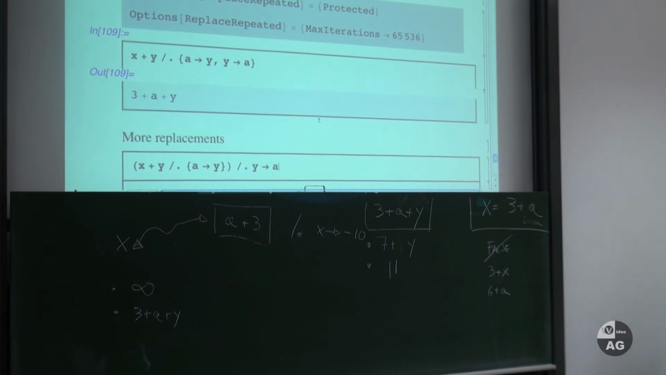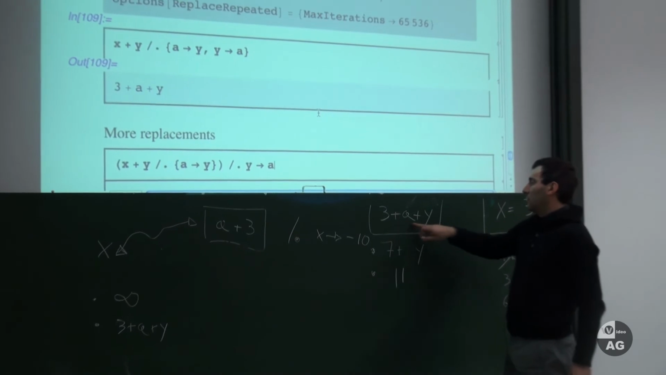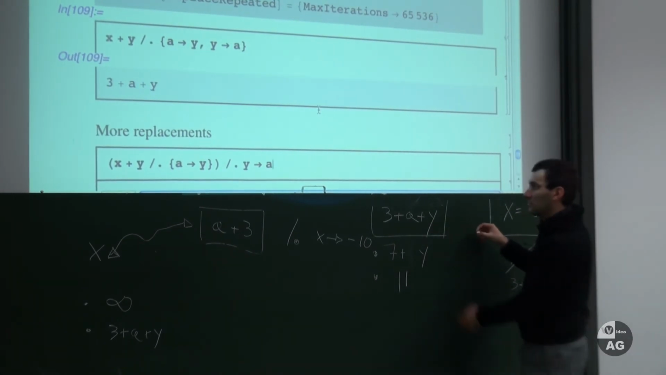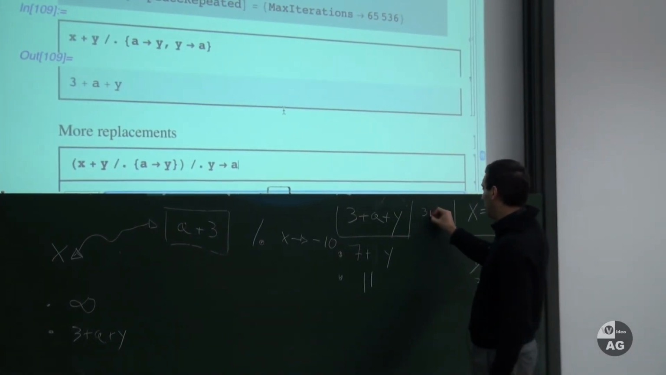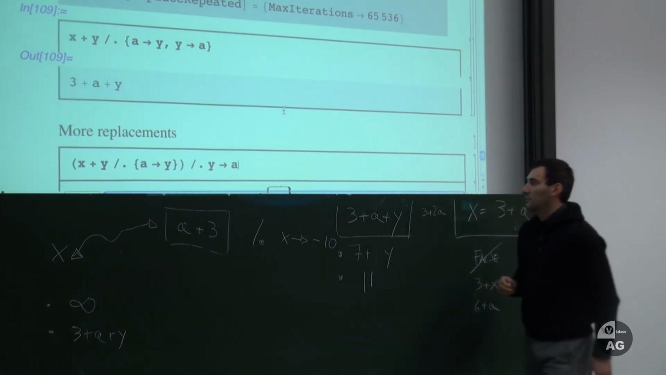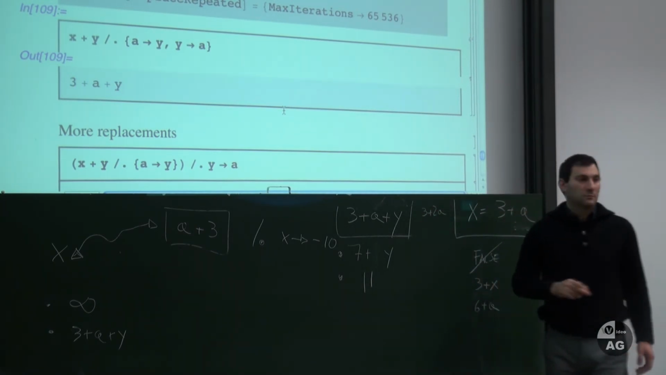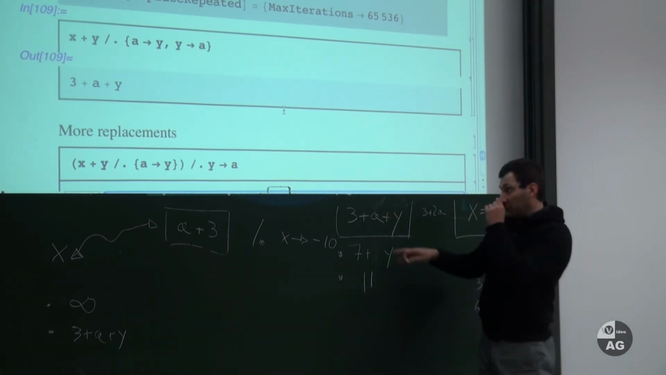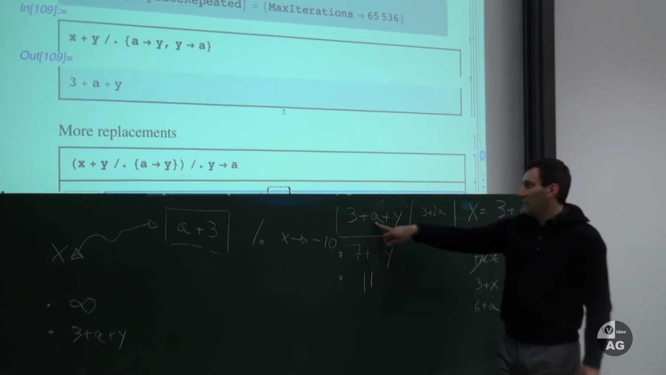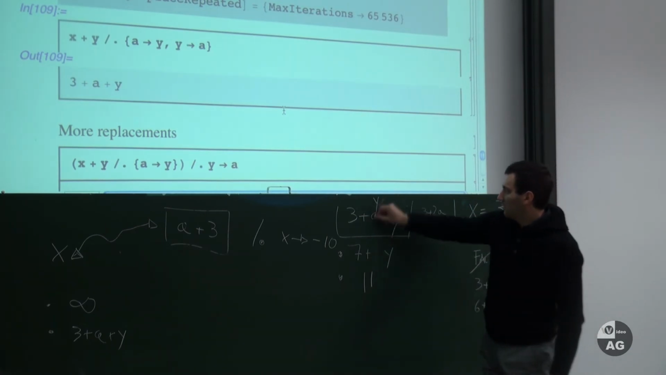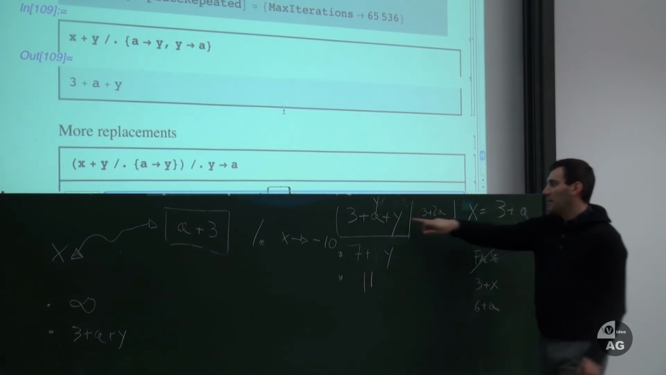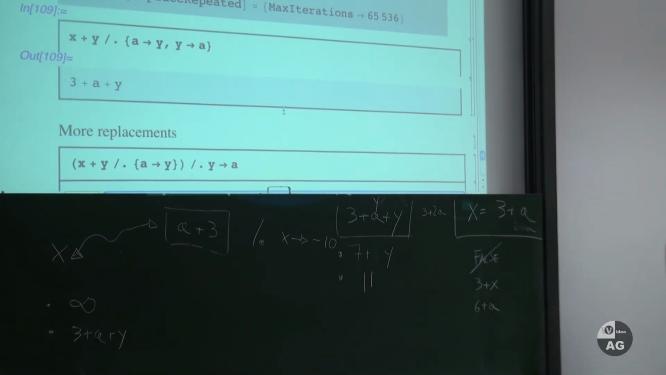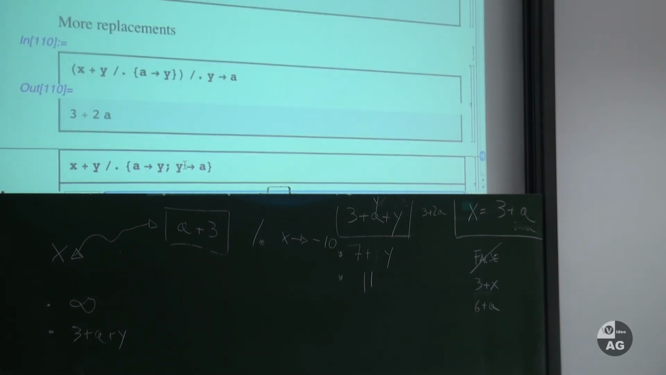Let me write it down. So you're saying 3 plus a plus y, 3 plus 2a. I see people nodding. So the first replacement turns the a into y. So we have 3 plus 2y, and then y becomes a, so 3 plus 2a. Okay, I like that, thank you.